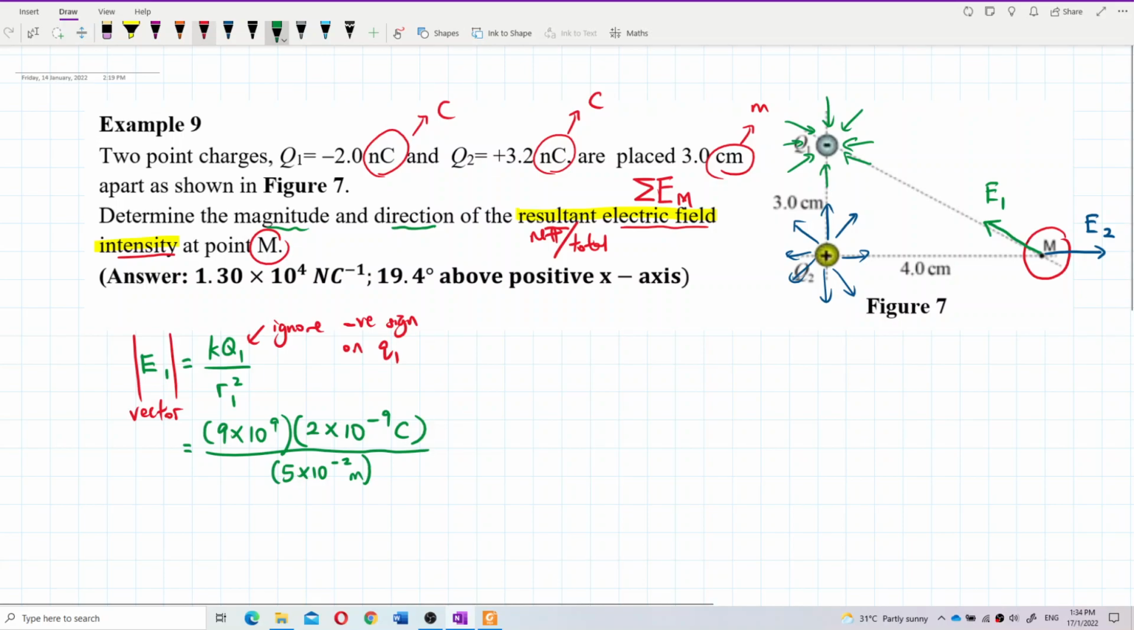Remember, you must have square. We have to square the distance. Many students forget about the square. Okay, so let's calculate first the value: 9 exponent 9 multiply by 2 exponent -9 divided by 5 exponent -2 square. So what's the value? I got 7,200. The unit is Newton per coulomb.